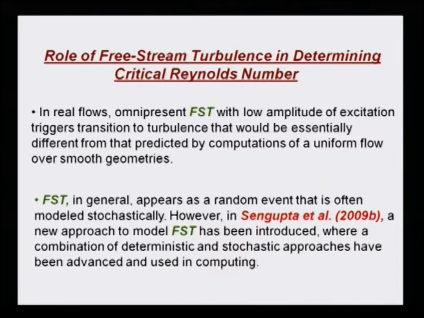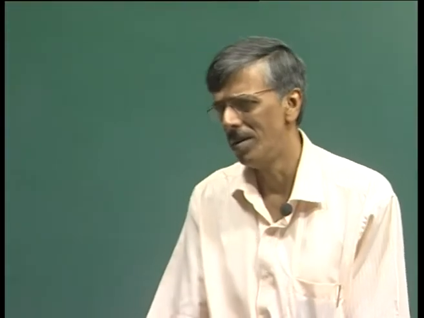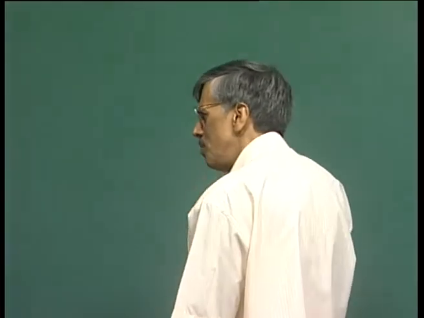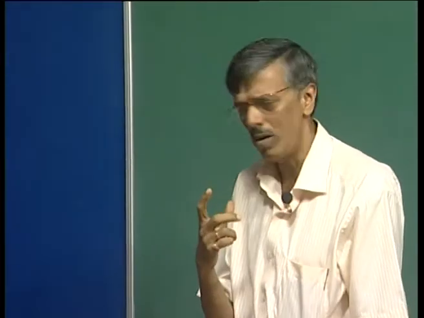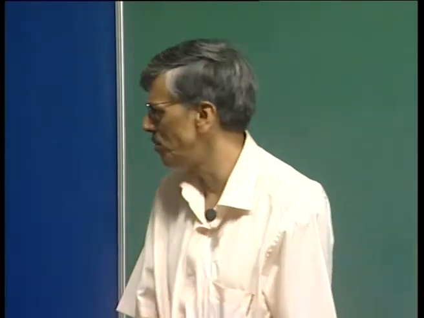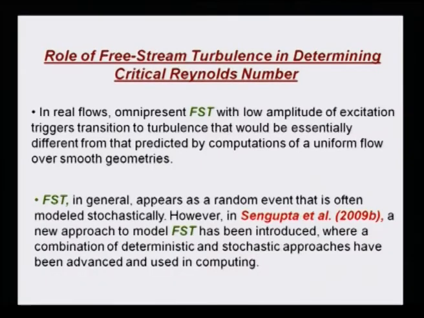Free stream turbulence, by definition, people have tried to view as a random event, and people do try to model it stochastically. One of the most popular ways in computing is to treat it as some kind of random number, and then impose that random disturbance on the inflow path of your flow. We have departed from that point of view: free stream turbulence has a definitive origin.